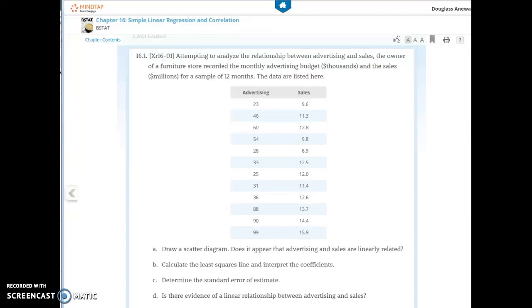In this video, I'll walk through an example very similar to the 16-1, just with some different numbers, and then talk a little bit through the rest of them as well and what you'll need to do to solve these problems. So we're going to start off with all of them with drawing a scatter diagram, and then we can look at that and see if the data appears to be linearly related or not.